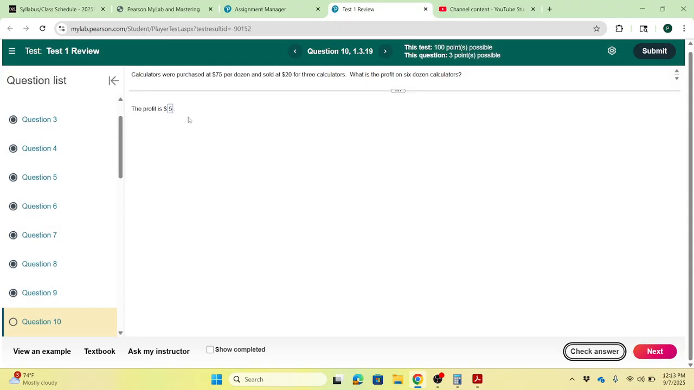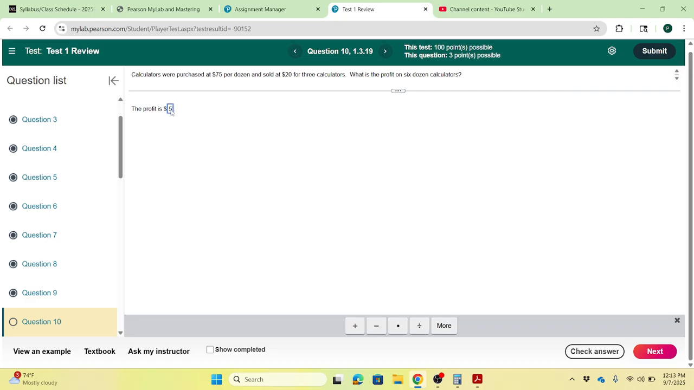What happened? Let me try one more time. Calculators were purchased at $75 per dozen and sold at $20 for 3 calculators. So what is the profit on 6 dozen calculators? Sorry, I did not read the question completely. This is the profit for 1 dozen. So 6 dozen means 6 times 5 is 30. My bad.